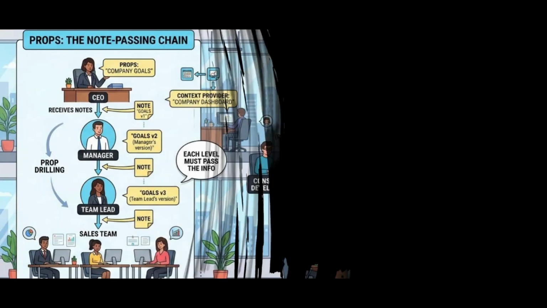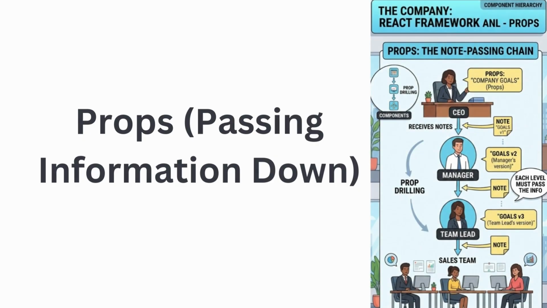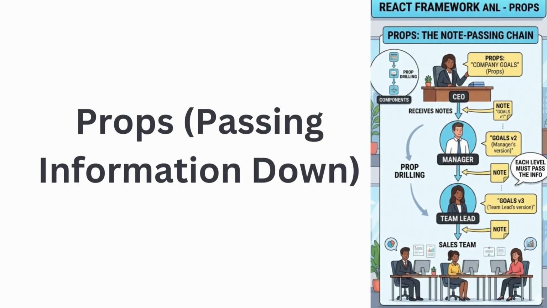Imagine a scenario in a company where the CEO needs to pass some messages to the sales team. There are two ways to share this information. One is passing the information down, where the CEO tells the manager, who passes it on to the team lead, and the team lead to the sales team. Each level can send information to its direct reports only.